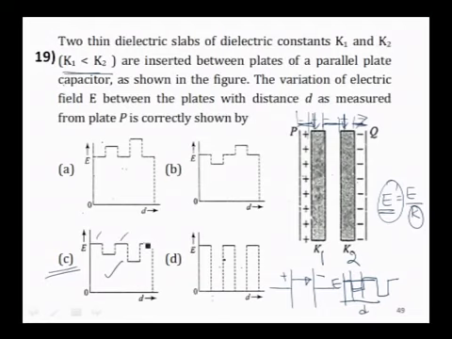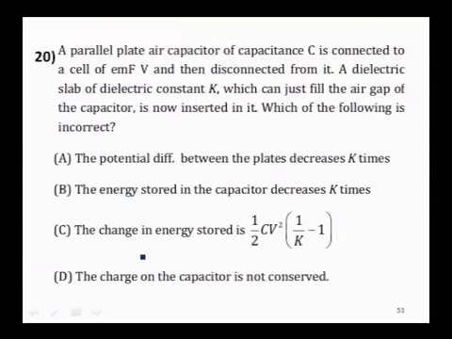So these 3 constant regions correspond to the air gaps, and these 2 correspond to the dielectrics. The smaller decrease is for K1, and the larger decrease is for the larger value K2. So therefore the final graph goes like this up to d. So this is the variation of electric field. Option C is the correct option for question number 19.